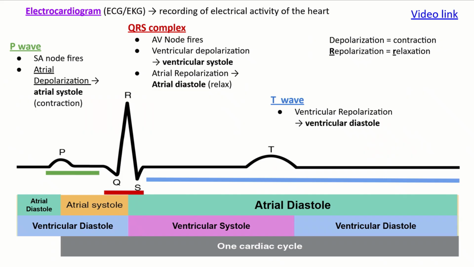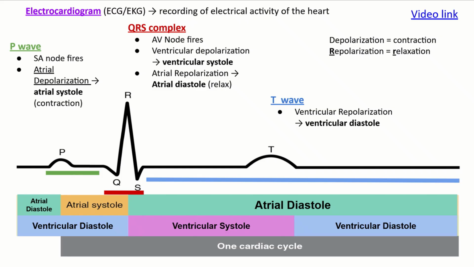The electrocardiogram, or EKG, or ECG, is the recording of the electrical activity of the heart. The EKG is something I also recommend you add to your cardiac study tool. The P wave is the SA node firing, resulting in atrial depolarization, the contraction of the atrium.